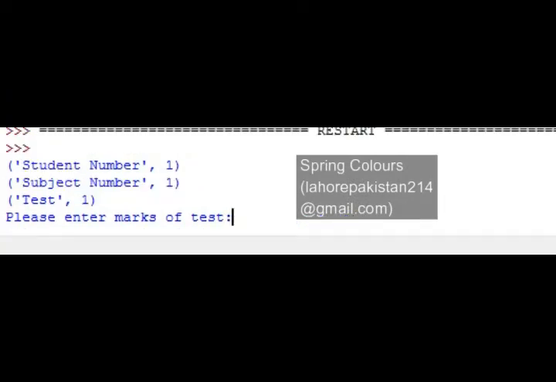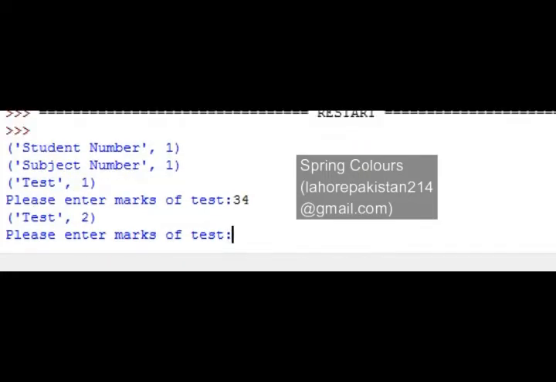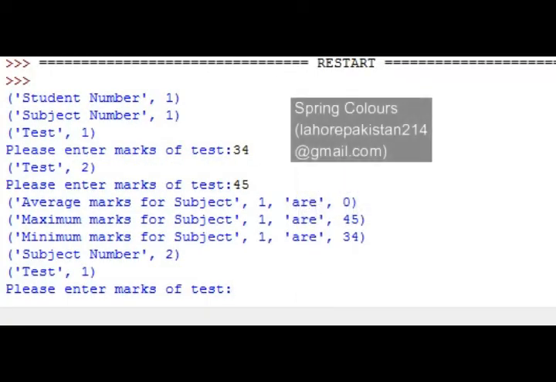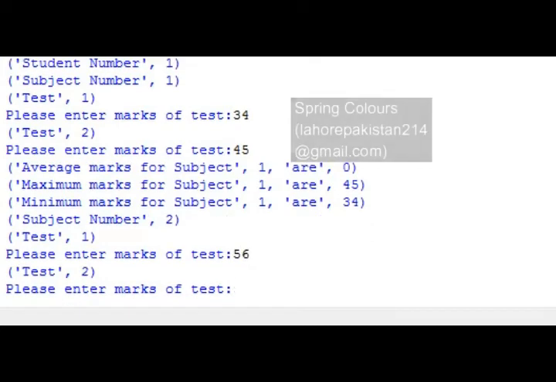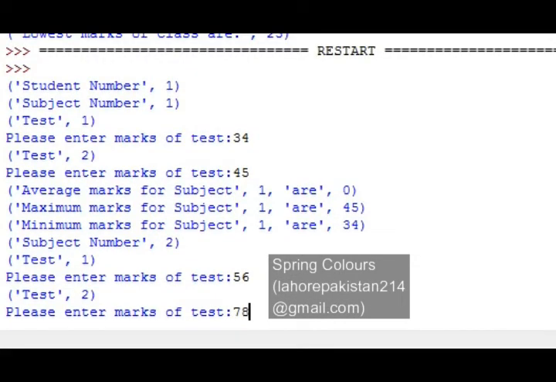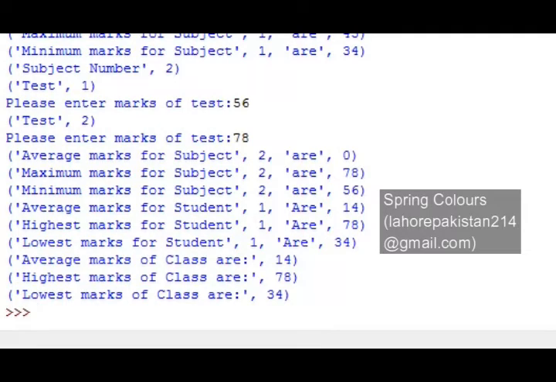Over here, student 1, his first subject and first test. Student 1, his first subject and second test. Student 1, his second subject and the marks of first test. Student 1, his second subject and the marks of his second test. Now comes, so we have considered 2 subjects.